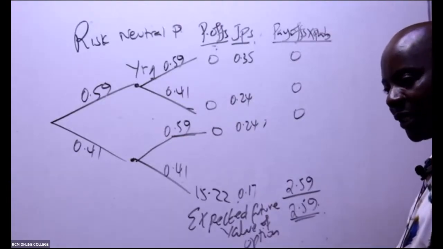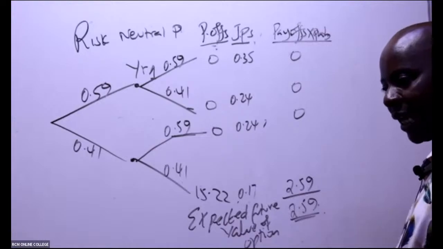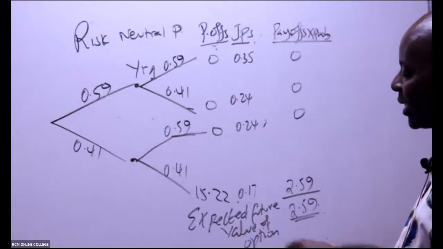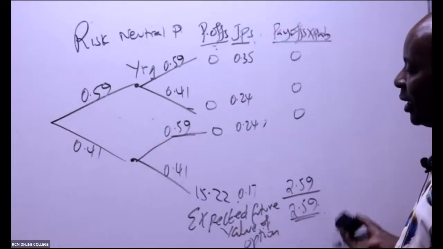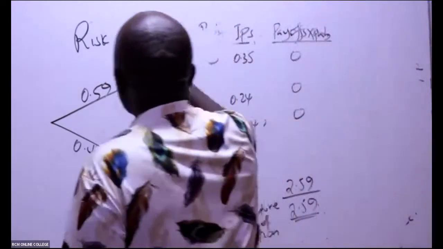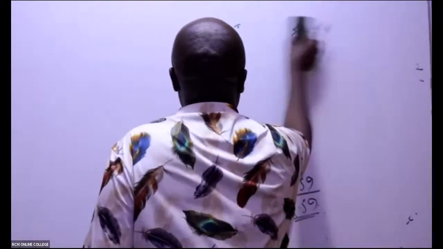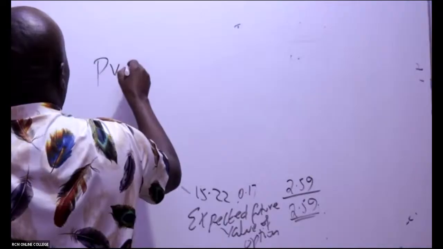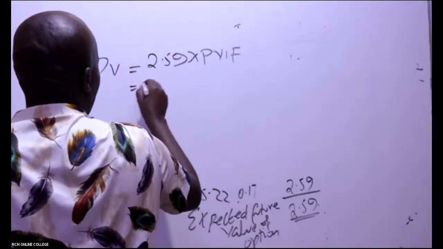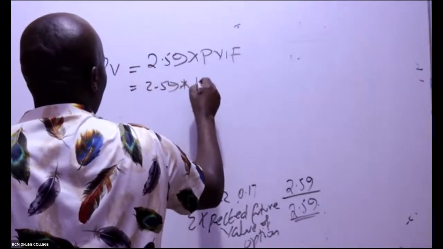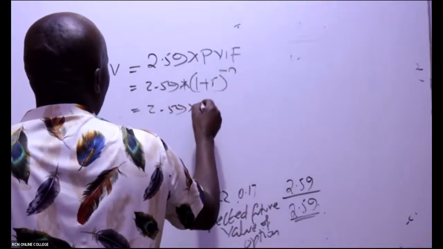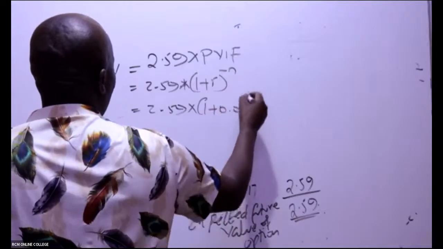We need to discount it. So go ahead and discount it with the risk-free rate. The last step is to discount this at the risk-free rate. To get the present value, take this 2.59 times the PV formula, which you gave me as 1 plus R raised to negative n. This is 2.59 times 1 plus 0.05 raised to negative 2.